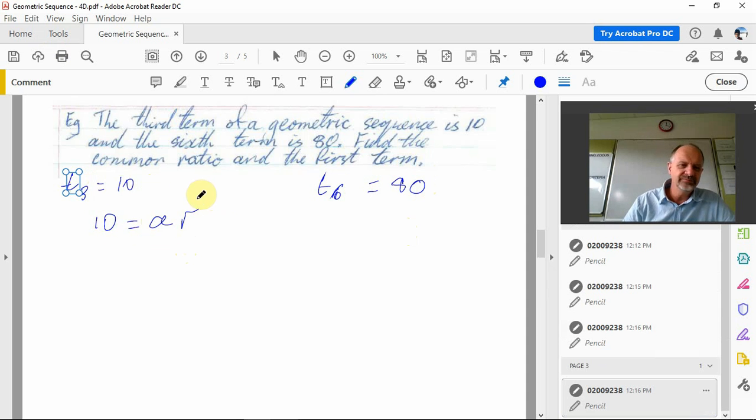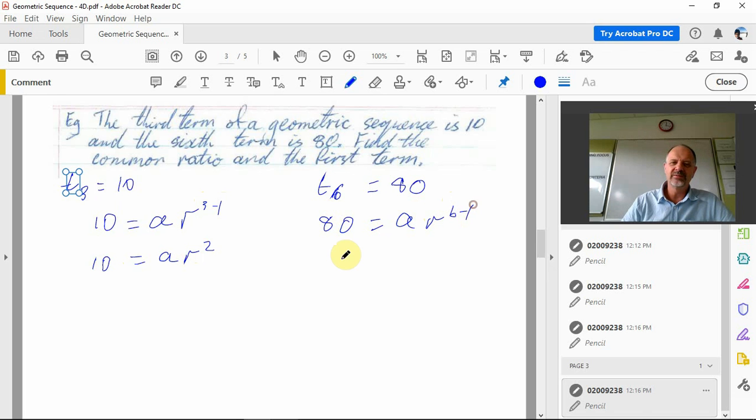ar^(n-1), 3 minus 1. So 10 equals ar^2. Term 6 is 80, and 80 is ar^(6-1). Nearly got ahead of myself because it's ar^5. All right, this is equation number 1. This is equation number 2.